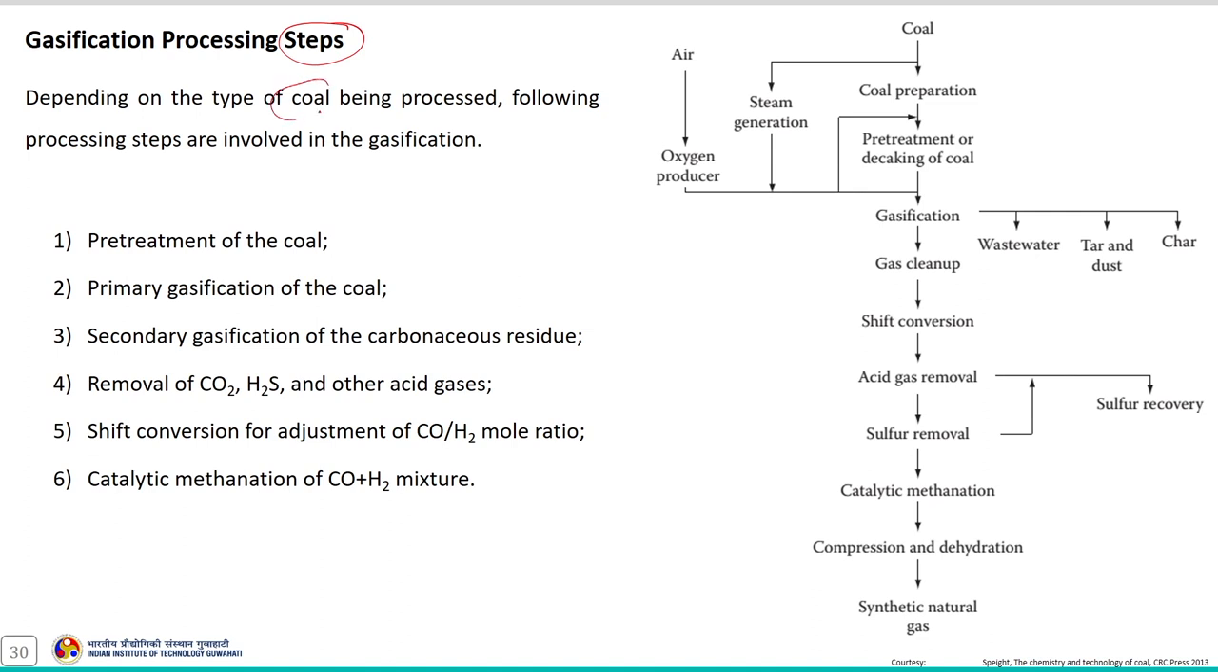So, depending on the type of the coal being processed, the following processing steps are involved in the gasification process, that is pretreatment of coal, primary gasification of the coal, secondary gasification of the carbonaceous residue, removal of carbon dioxide, hydrogen sulfide and other acid gases, and then the shift conversion for the adjustment of carbon monoxide to hydrogen molar ratio, followed by the catalytic methanation of carbon monoxide and hydrogen mixture. Alongside, this chart here provides the information about the different processing steps which are involved in the gasification process.